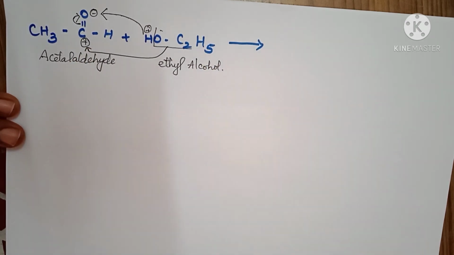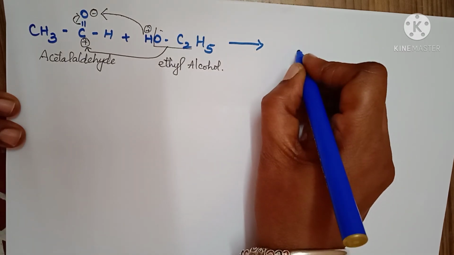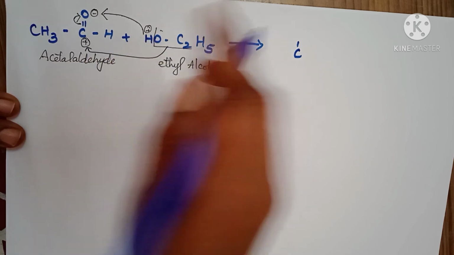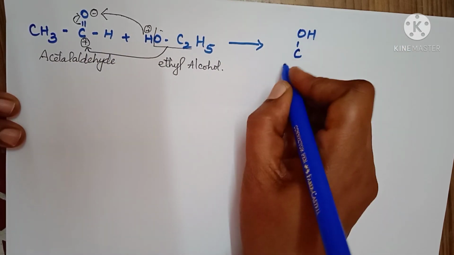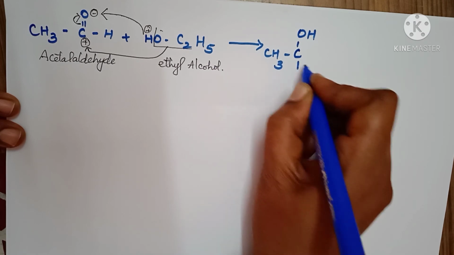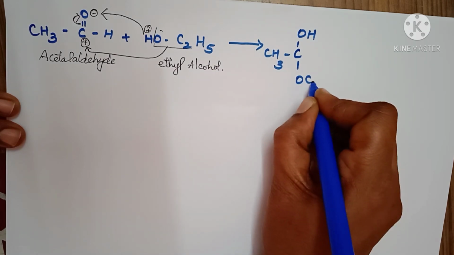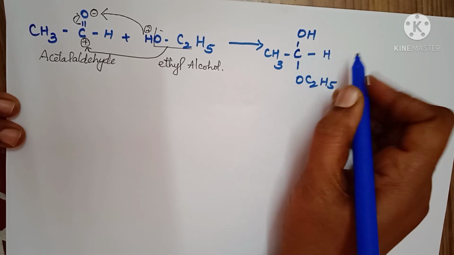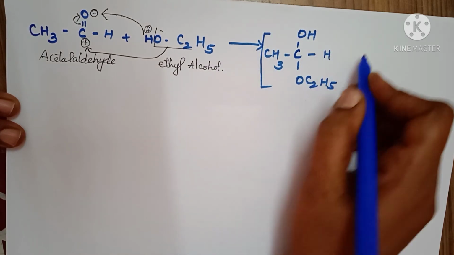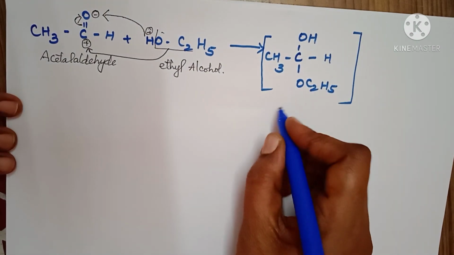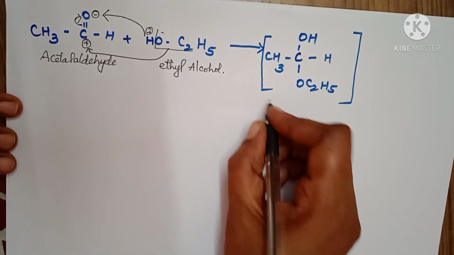Now what are you going to receive? Carbon attached with oxygen and hydrogen, OH, and this side CH3, and this side OC2H5. Then this is hydrogen. So this is the intermediate compound, 1-ethoxyethane. So what is the name of this?